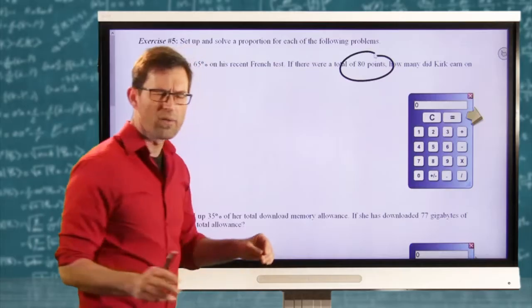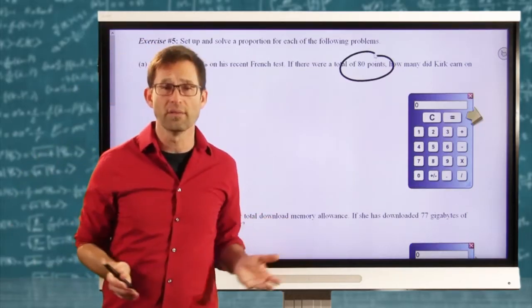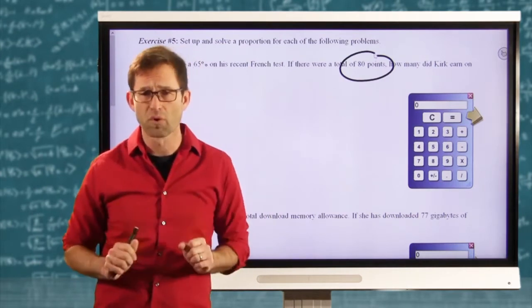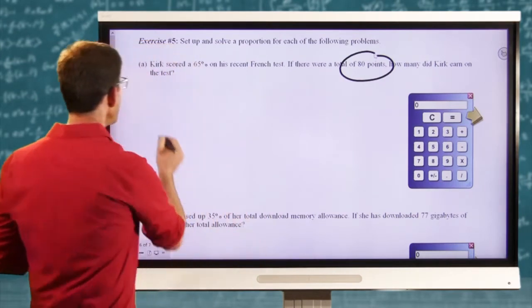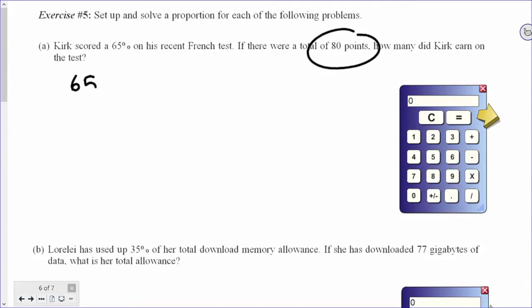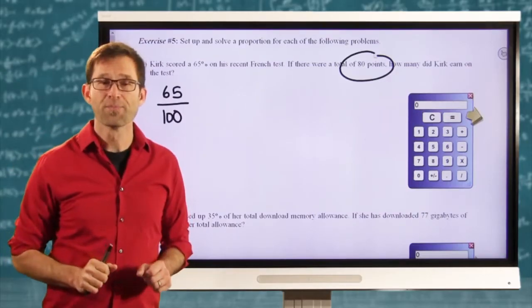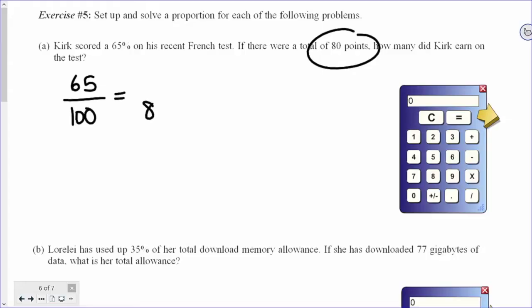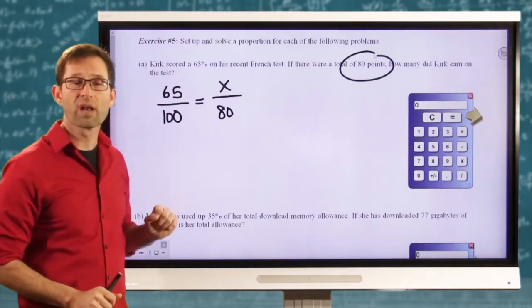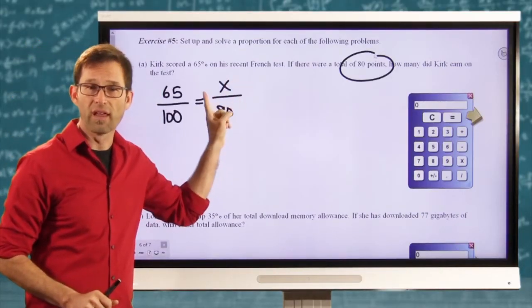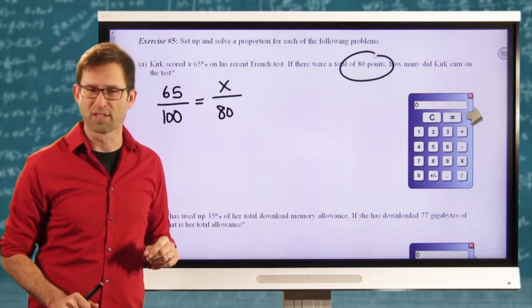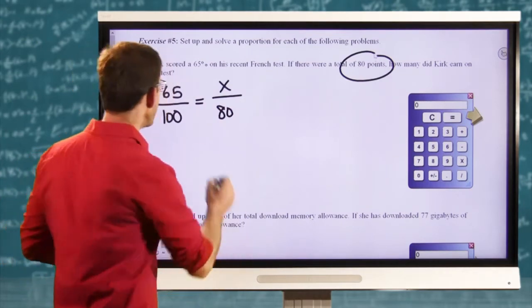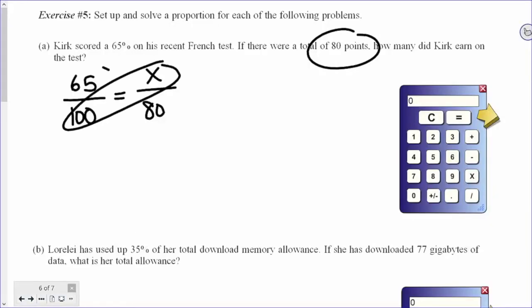Now again, don't get me wrong, if you know a different way to do this problem, great. This lesson is on basic percent work. So what I know is that if that test was 100 points, I would have scored a 65 on it. But it isn't 100 points, it's only 80 points. And the question is, what did I actually score? So 65 out of 100 is what out of 80? And I need to figure out what that what is. All right, so now what I'm going to do is I'm going to cross multiply.